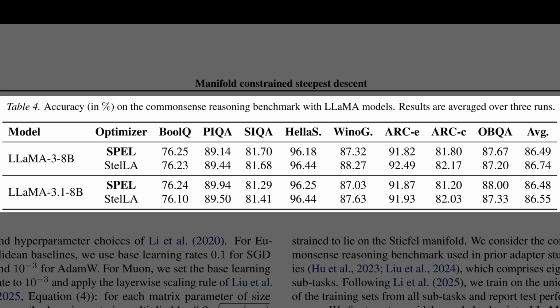Moving from computer vision to language tasks, Table 4 evaluates the method on large-scale adapter tuning using Llama models. Here, the authors compare SPEL against Stella, a state-of-the-art optimizer that specifically handles Stiefel constraints. The table breaks down performance across 8 common-sense reasoning tasks. Crucially, looking at the average column on the far right, we see that SPEL matches the baseline almost exactly, with both methods scoring around 86.5%. This demonstrates that SPEL can replace complex, memory-heavy optimizers in large-scale settings without sacrificing downstream accuracy.